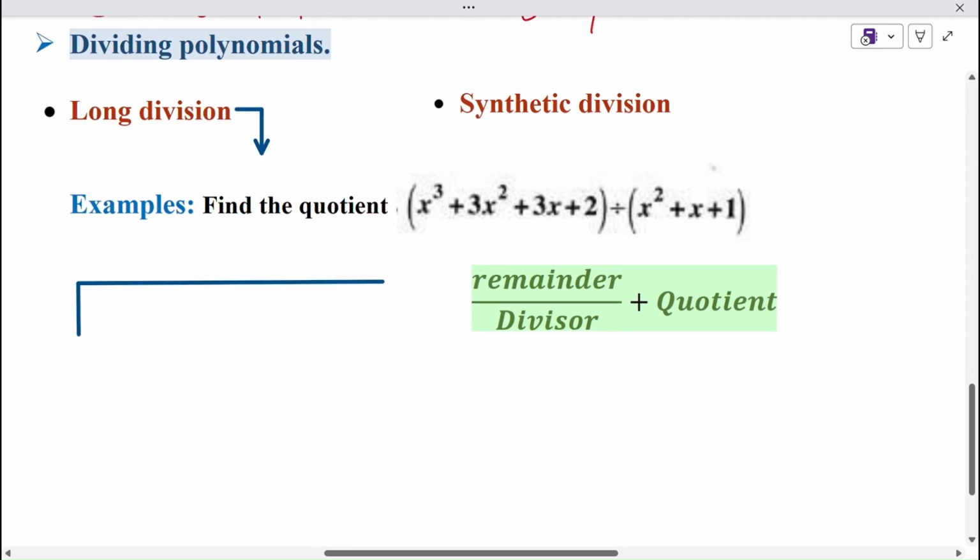What is dividing polynomial? We have two ways to divide polynomial. First way is long division. We have the sign of long division, and we will do this way. And the second one is synthetic division. We will study it right now. But before this, let's try long division. How we can use this way, how we can find out the answer by this way.